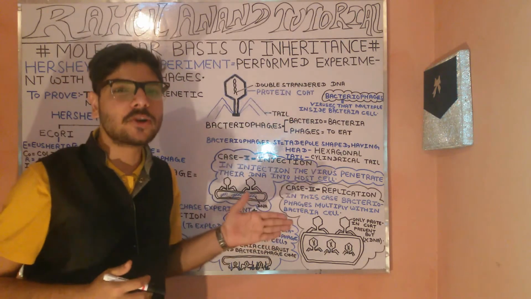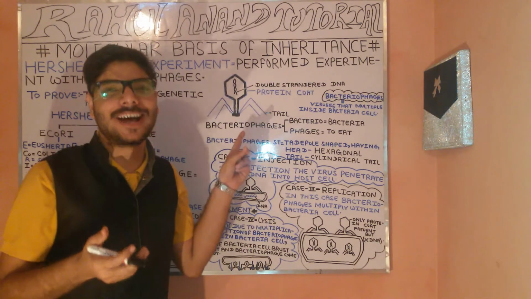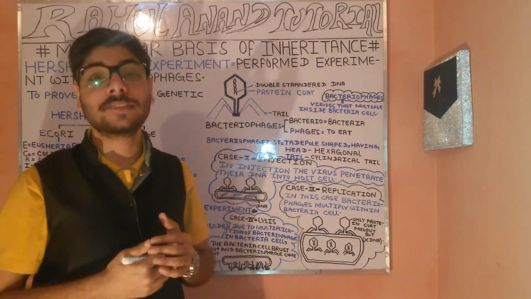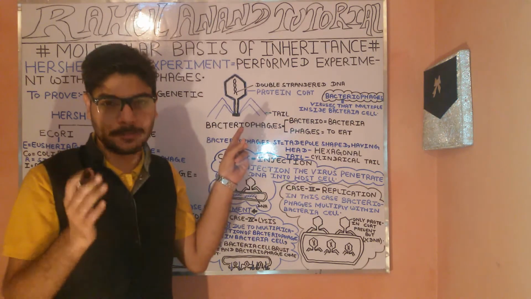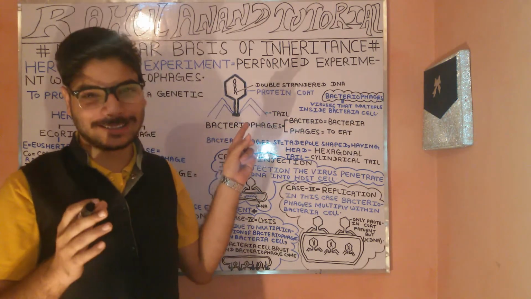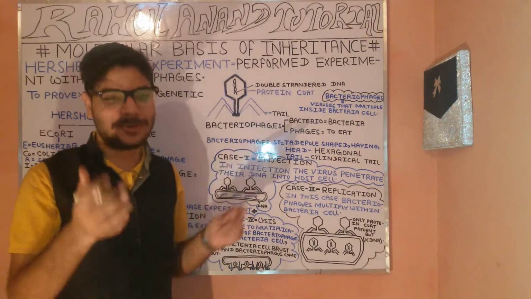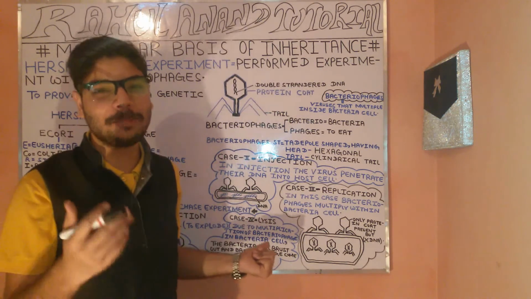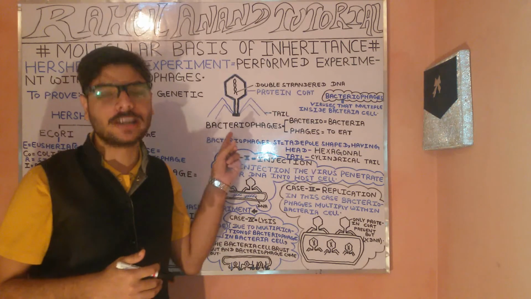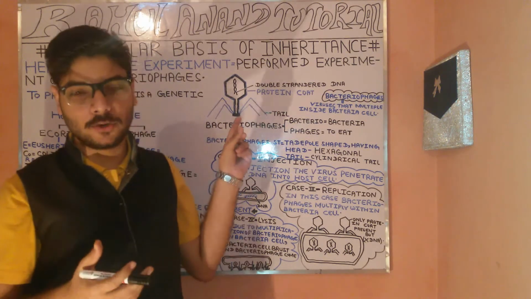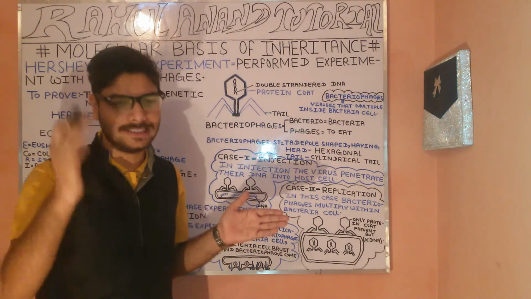When I am talking about the Hershey and Chase experiment, the thing you have to remember is that Hershey and Chase performed an experiment with the bacteriophage, or viruses. Remember, a bacteriophage is a virus which has the potential to multiply and grow within the host cell, or bacterial cell. This experiment was done to prove that DNA is the genetic material.